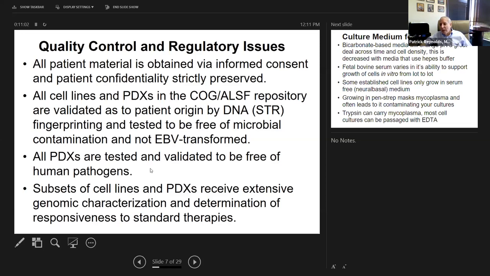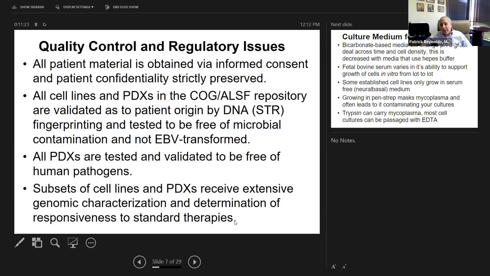So those data are available for all the PDXs that we distribute. And the subsets of cell lines and PDXs, as you'll see, some of them receive some very extensive genomic characterization. As we get more models into various diseases, we're hoping to have a lot of these data going forward. Right now, most of this, as you'll see, is in neuroblastoma.